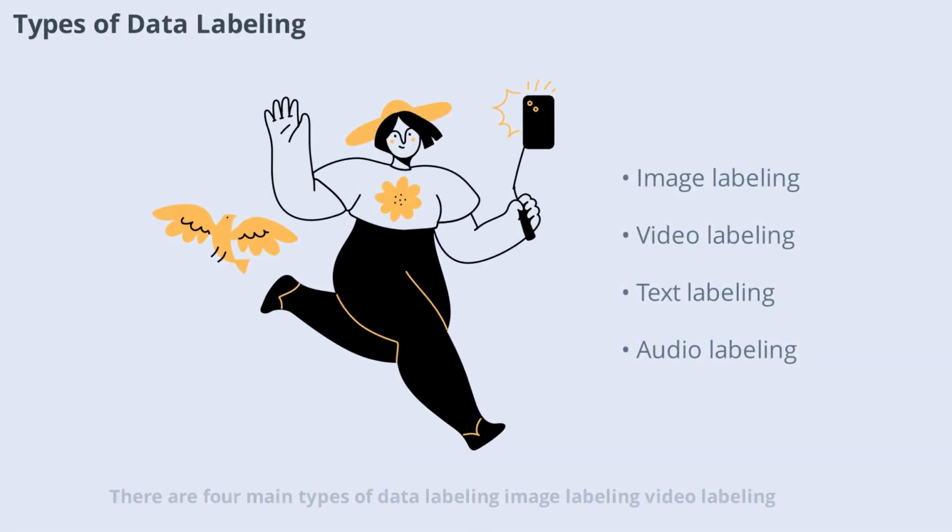There are four main types of data labeling: image labeling, video labeling, text labeling, and audio labeling. Each type helps AI understand different kinds of information. For example, image labeling teaches AI to recognize objects in photos, while audio labeling helps it understand spoken words.